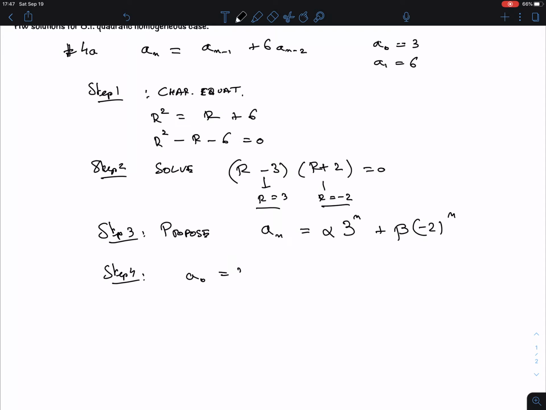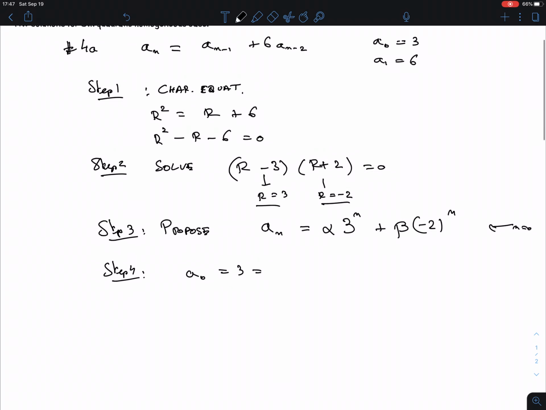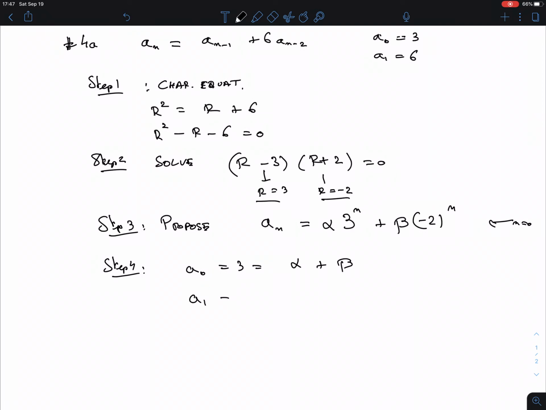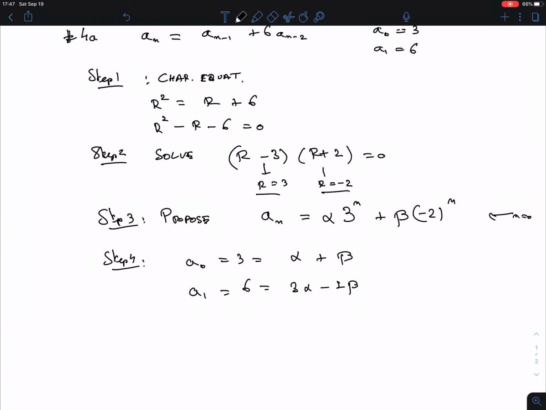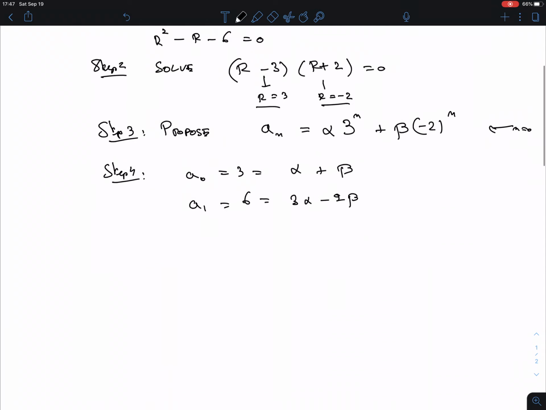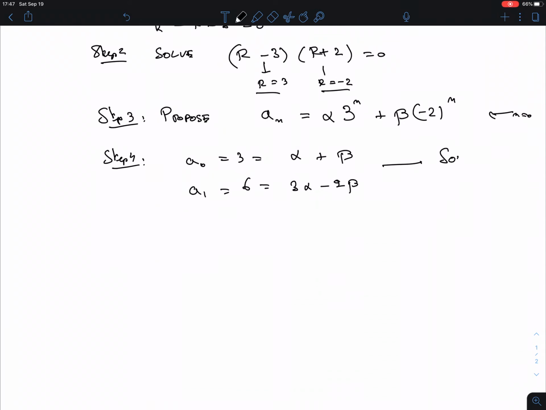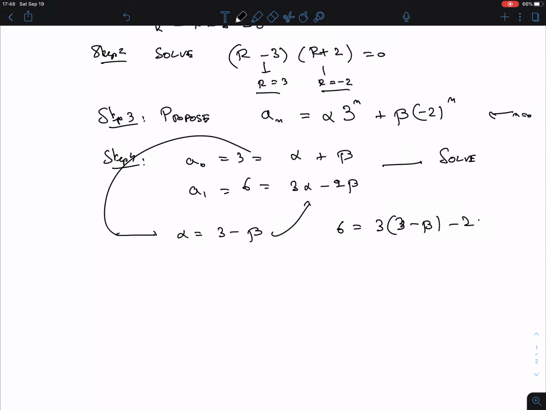So a_0 is 3, that means that I plug in n equals 0, right? And that will give me, anything to the 0 power is 1, so alpha plus beta. And a_1 is equal to 6, now I plug in 1, that gets 3 alpha minus 2 beta. And then I have several methods of solving this. I'm going to do substitution here. I solve for alpha in the first equation, so alpha is 3 minus beta, and I can plug this in here. 6 is then 3 times 3 minus beta minus 2 times beta.